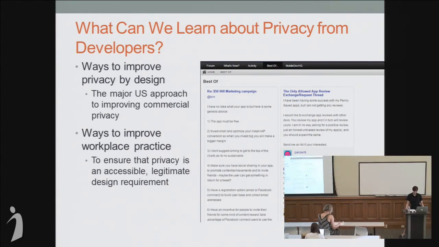So what does all of this tell us? What can we learn about privacy by studying mobile developers? I'm going to suggest there are takeaways for improving privacy by design, which is a major US approach to improving commercial privacy. And there are also takeaways to improve workplace practice to ensure that privacy is and remains an accessible, legitimate design requirement.